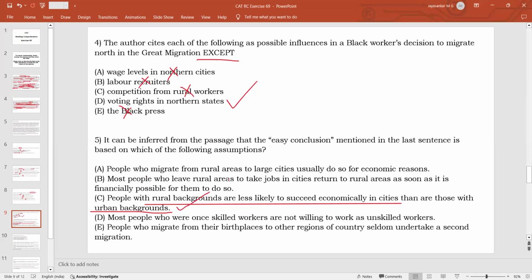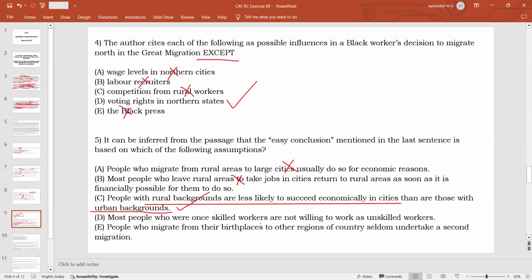Option A, people who migrate from rural areas to large cities usually do so for economic reasons. This cannot be an extra assumption, because our conclusion is that they did not succeed. So we have to find an assumption that supports the conclusion of why they did not succeed. This is not a good answer. Option B, most people who leave rural areas to take jobs in cities return to rural areas as soon as it is financially possible for them to do so. We are not talking about whether people are going to return or not. So this is irrelevant. Our conclusion is not about people who migrate to cities returning to rural areas.